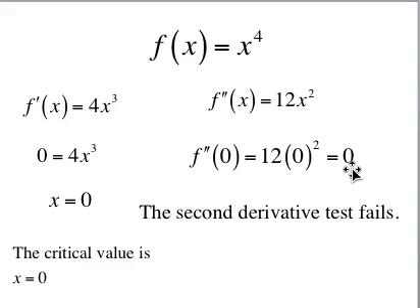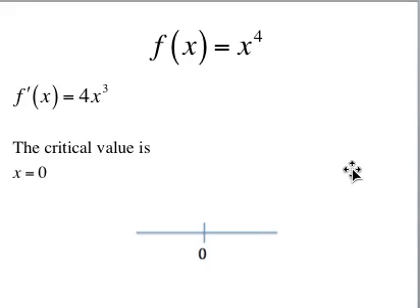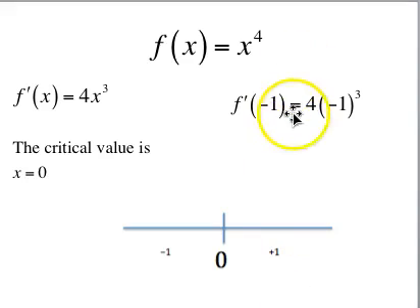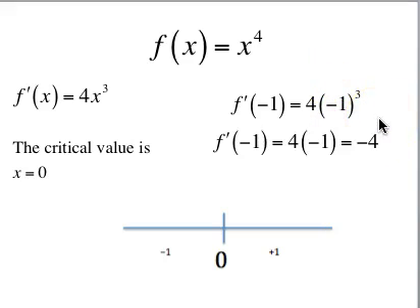But you can with the first derivative test. So just a quick reminder. 0 is our critical value. Our first derivative is 4x cubed. We're going to choose numbers on either side to see if it's increasing or decreasing. To the left of 0, I chose negative 1. To the right of 0, I chose positive 1. So f prime of negative 1, plugging negative 1 in for x, 4 times negative 1 cubed. Negative 1 cubed is negative 1 times negative 1 times negative 1. It's negative 1. We get f prime of negative 1 is negative 4, so it's decreasing on this interval.